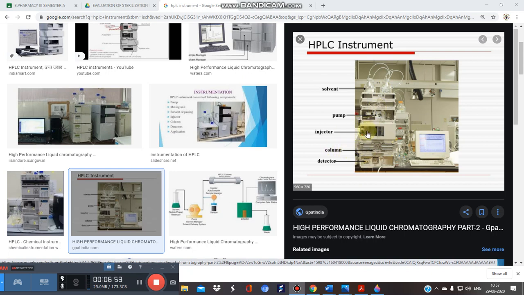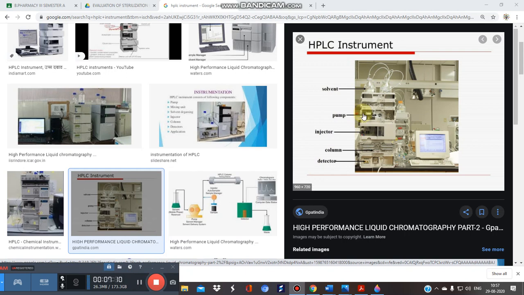In this case, we have an automatic system, and we will inject a liquid sample. And above this, you can say this is a mobile phase or solvent. And a pump is used. That's why this method is known as high performance or high pressure.